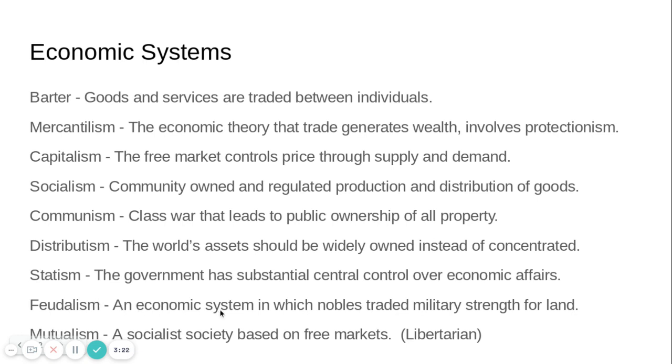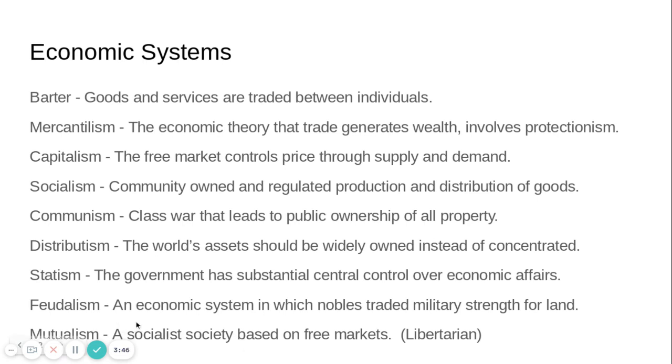Feudalism is the economic system in which nobles traded military strength for land, and this was around in the Middle Ages when the king would provide certain things to nobles, like land and power, and the nobles would provide their military strength, and then the people underneath the nobles would provide something to them, and the nobles would say, "We'll protect you." So it was kind of an economy built through alliances.